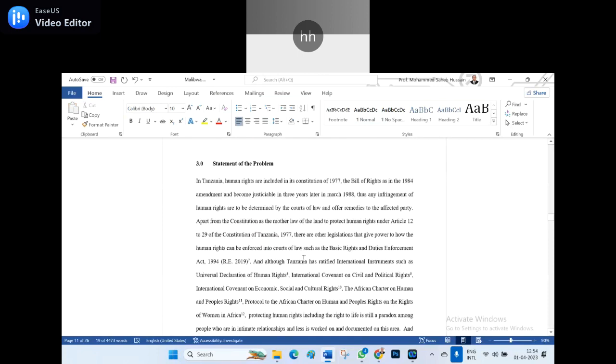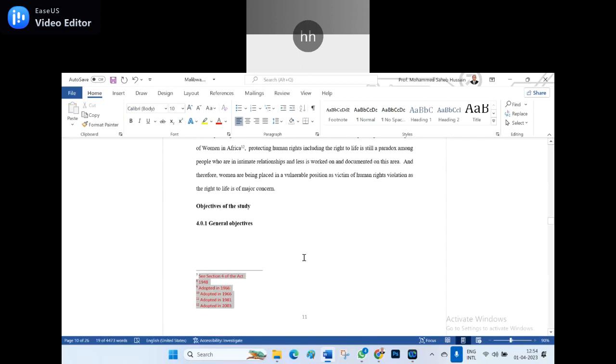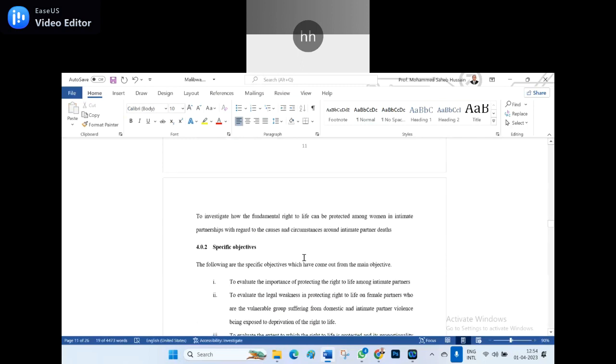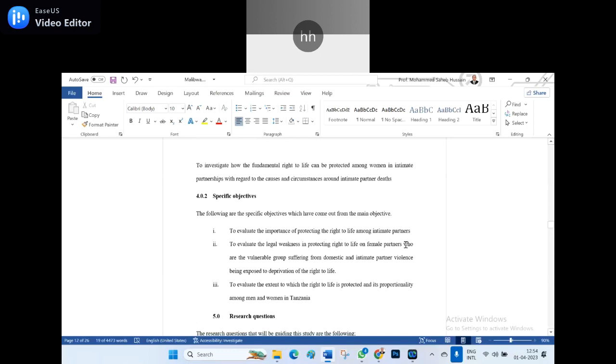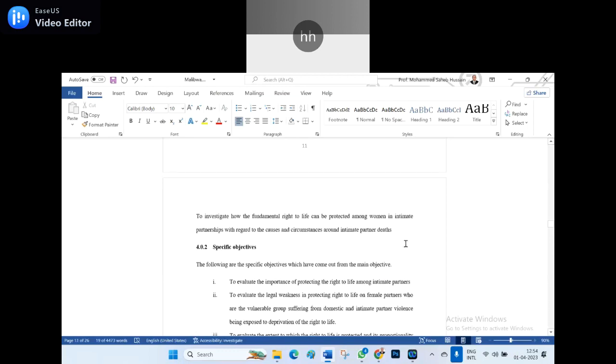Then come to the matter of the general objective. Only one general objective is there: to investigate how the fundamental right to life can be protected among the women in intimate partnership with regard to the cause of and circumstances of intimate partner death. Okay. The specific objective, S should be a capital letter. And when you write the specific objective, what the variables are should be there. The following specific objectives. The main objective you wrote.